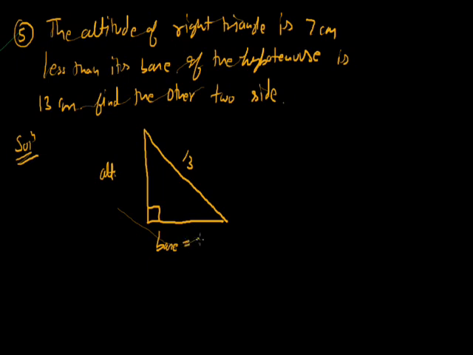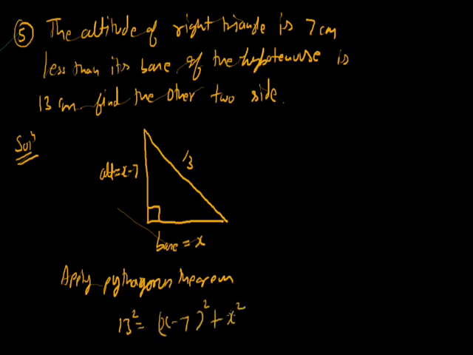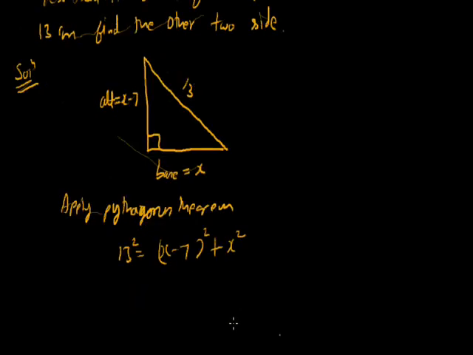Let's assume that the base is x, so the altitude is 7 less than the base, so x minus 7. So this is the altitude, x minus 7. Now apply the Pythagoras theorem. Hypotenuse square, that is 13 square, is equal to altitude square plus base square. This is the Pythagoras theorem. Hypotenuse square is equal to perpendicular altitude square plus base square.